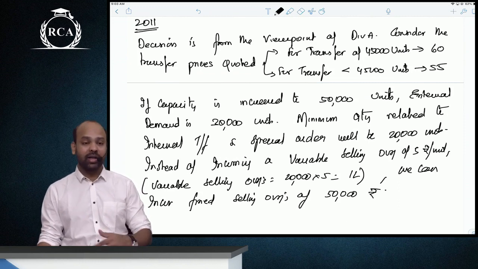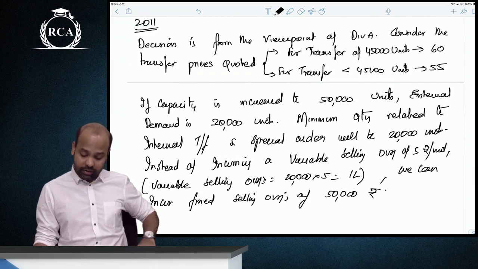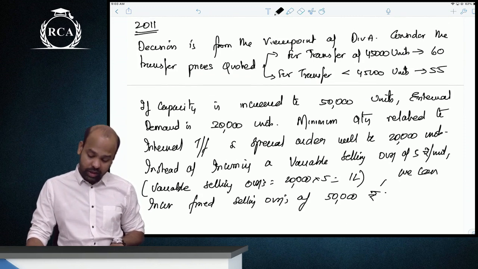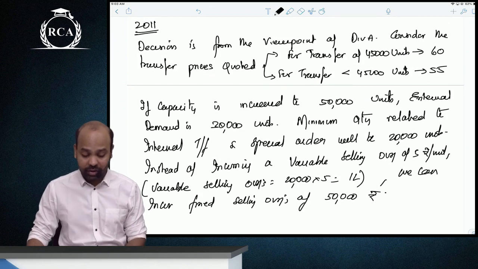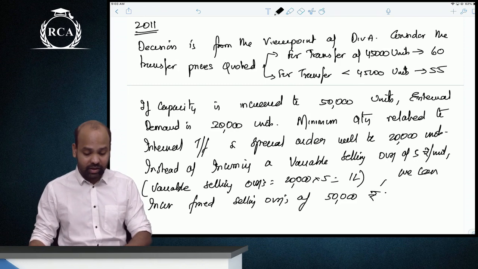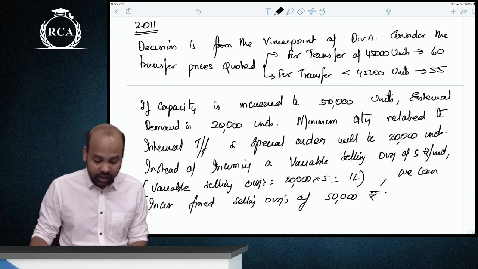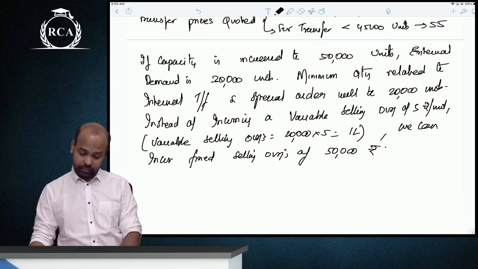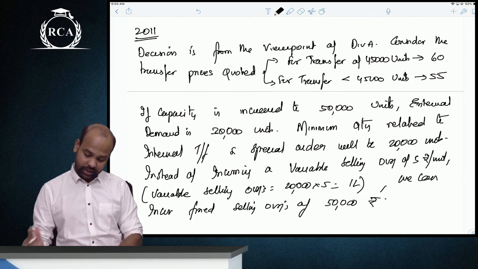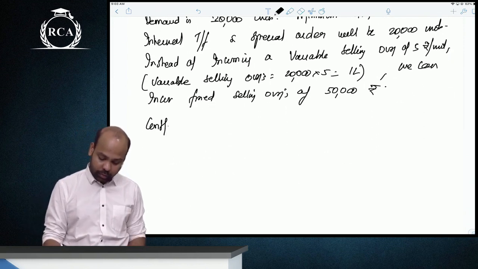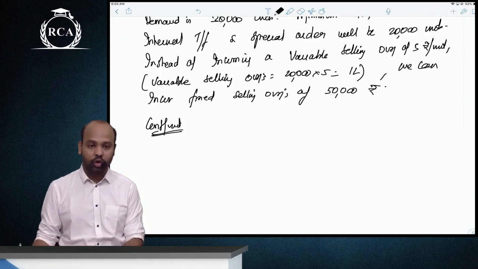This is better if you decide to increase the production capacity. But if you take a fixed selling overhead, please understand that your variable cost is the same. Selling price, internal transfer. One more important point, guys, that I want to write: contribution per unit.